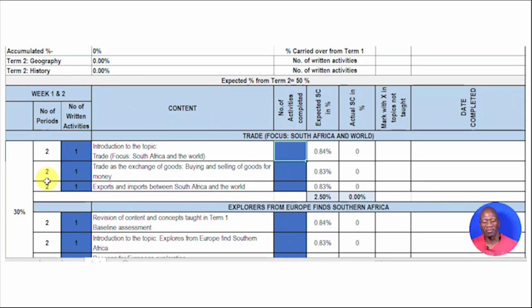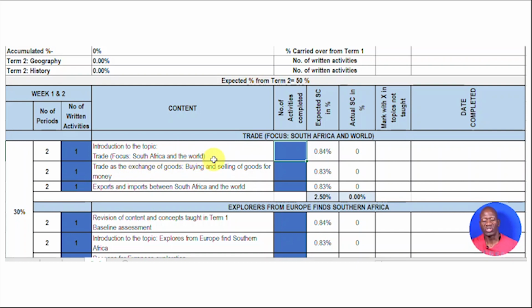All right, the number of periods for the 2 weeks, we have about 6 of them. Then in terms of the number of written activities that are expected, for the first 2 periods we are expecting that 1 activity must be written by learners, and the topic that the teacher must tackle is the one indicated here: the introduction to the topic, trade, focus, South Africa, and the world.